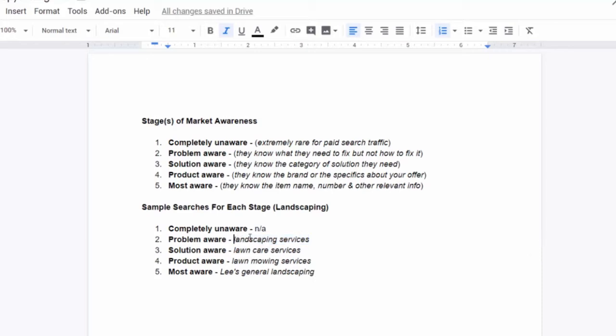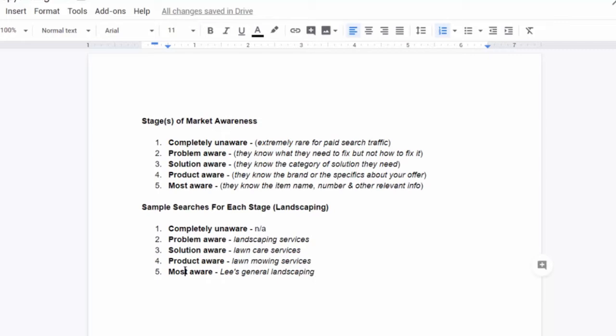Because under this particular ad group, we would have landscaping services near me, landscaping services companies, landscaping services contractors. Under this particular ad group here. And then same thing with this one, lawn care services near me, lawn care services contractor. And then down here where it's very specific, product aware, this is where we're going to have a keyword ad group talking about lawn mowing services near me, lawn mowing services contractors.